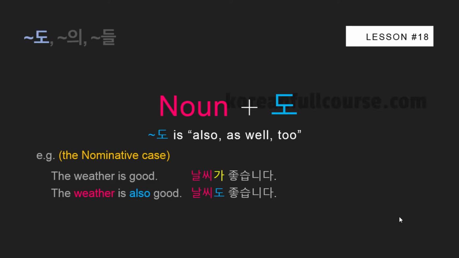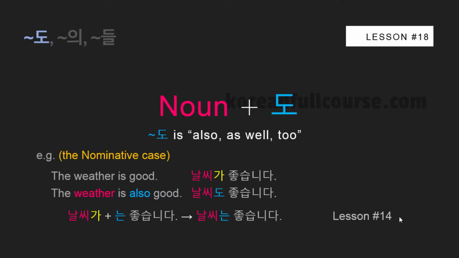The 도 particle also can be attached directly to a noun if this noun is either a subject or an object. Take a look at the example where a noun is a subject, which means it is in the nominative case form. The weather is good. 날씨가 좋습니다. The weather is also good. 날씨도 좋습니다.